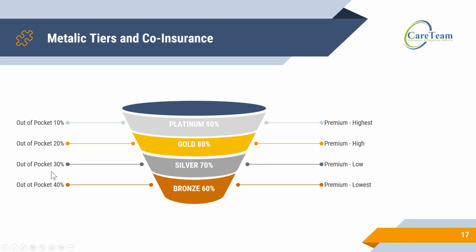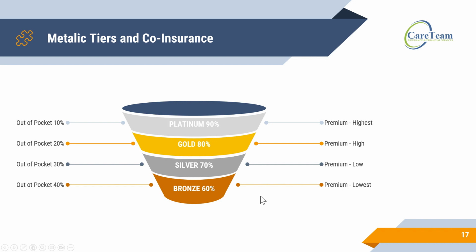Silver is 30% out of pocket by the individual, 70% cost to the insurance company, and it's going to be low premium. If they go gold, the individual is only responsible for 20%. The insurance company covers 80%. The premium is going to be higher. And then the very best plans are platinum, which 10% is going to be out of pocket to the individual that's enrolling, 90% to the insurance company, and platinum plans would be the most expensive plans.